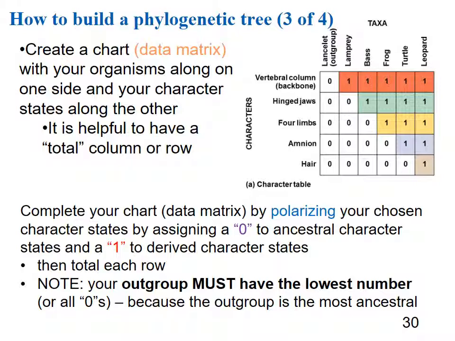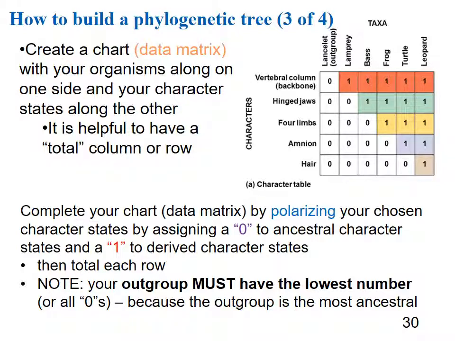So here in our example, we've got a lancelet as our outgroup. We've got a lamprey, bass, frog, turtle, and leopard. And our characteristics are a vertebral column, hinged jaws, 4 limbs, an amnion, and hair. So the lancelet doesn't have any of that. The lamprey has a vertebral column, so the lamprey gets a 1 there, and so does everybody other than the lancelet. Then on hinged jaws, the lancelet and the lamprey do not have that, so they get 0s, but everybody else gets a 1.